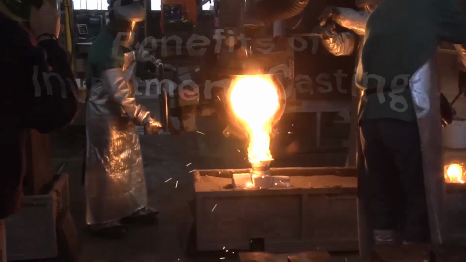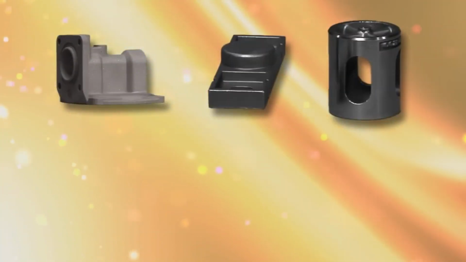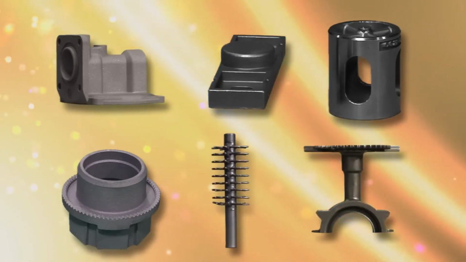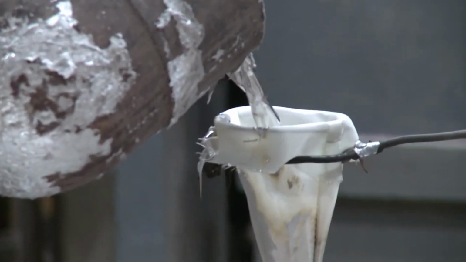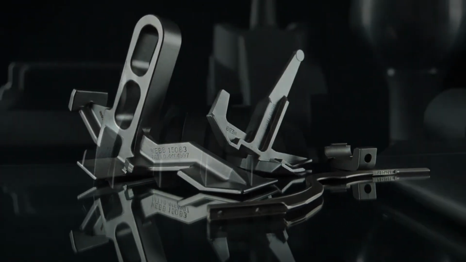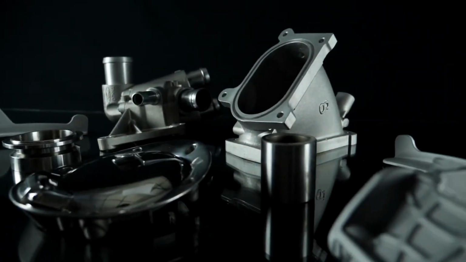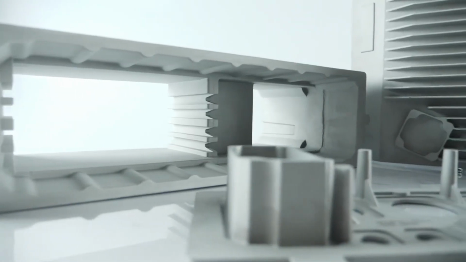Now, why is investment casting so widely used? It offers some incredible benefits. One of the biggest advantages is that it can produce highly complex parts with excellent surface finishes and dimensional accuracy. The process also allows for a wide range of metals and alloys, making it incredibly versatile, such as stainless steel, superalloys, aluminum, and copper-based alloys. And because the final parts are near-net shape, meaning they require little post-processing, it's a cost-effective solution for manufacturing intricate components.